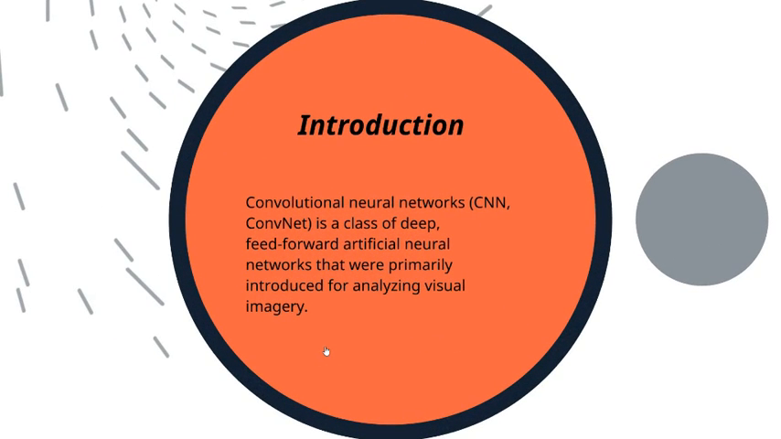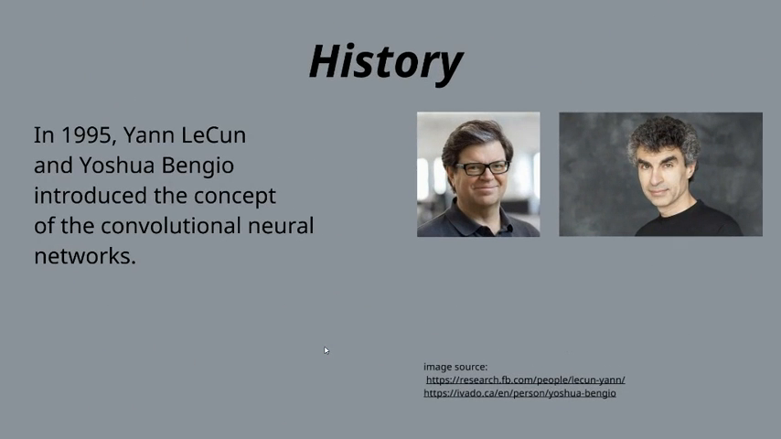So what are convolution neural networks? Convolution neural networks are basically a class of deep feed forward neural networks. They were introduced mainly for solving computer vision problems. Computer vision problems like object recognition, object detection, self-driving cars, all these things are dependent on convolution neural networks.